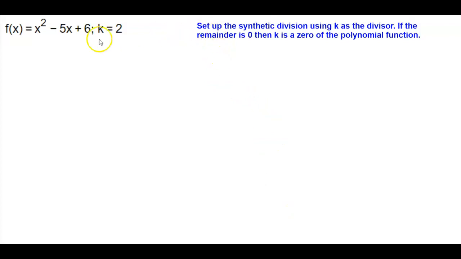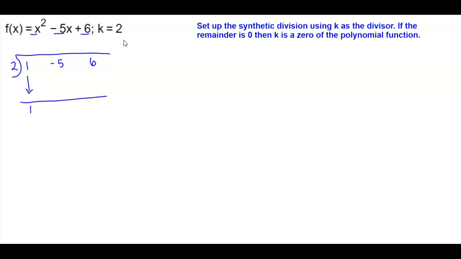Okay, now with this problem we want to set up the synthetic division using the value of k as a divisor, and if the remainder is 0, then we know that k is going to be a zero of the polynomial function. So let's go ahead and set this up. So we have 2, and then we're going to set up synthetic division. The coefficient for the first term is 1, the next coefficient is -5, and the next coefficient is 6. Okay, we don't have any missing terms, so we can go ahead and start the synthetic division.